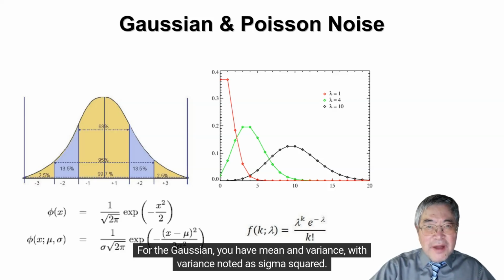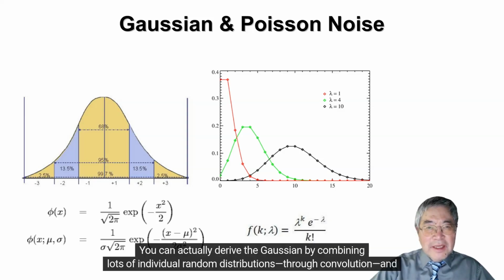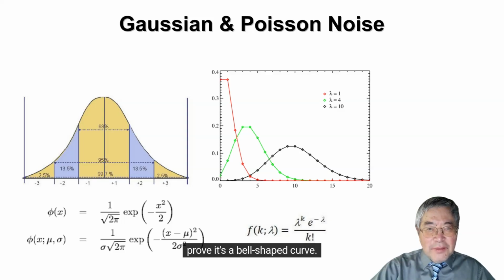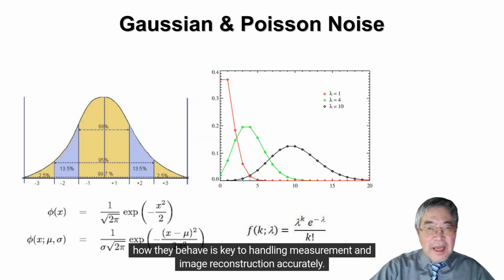For the Gaussian, you have mean and variance, with variance noted as sigma squared. For Poisson, both mean and variance are just lambda. You can actually derive the Gaussian by combining lots of individual random distributions through convolution and prove it's a bell-shaped curve. So in summary, we're going to see both Gaussian and Poisson noise often in imaging, and understanding how they behave is key to handling measurement and image reconstruction accurately.